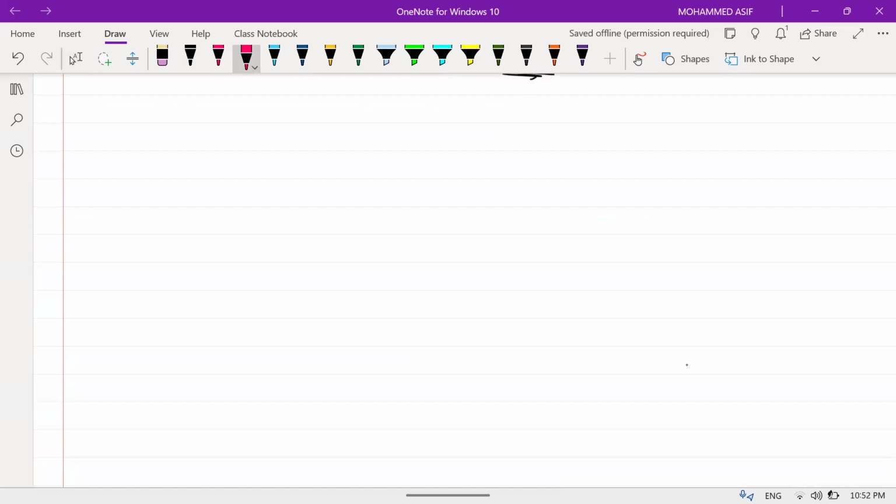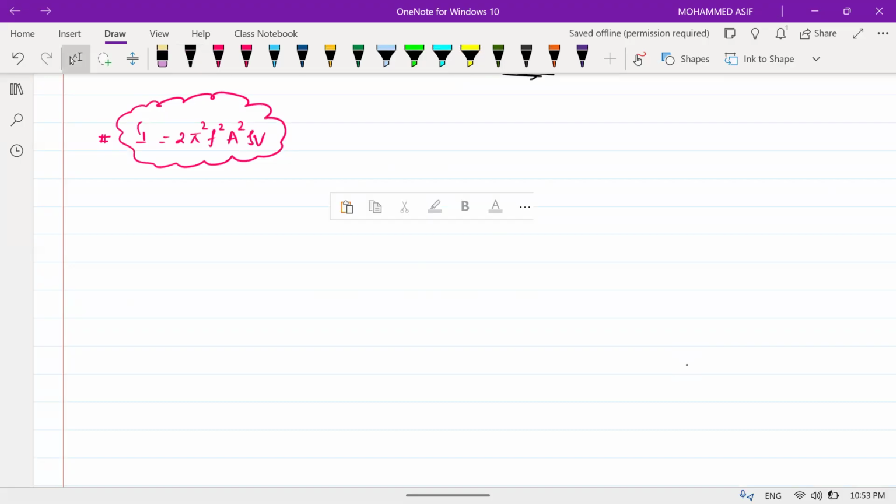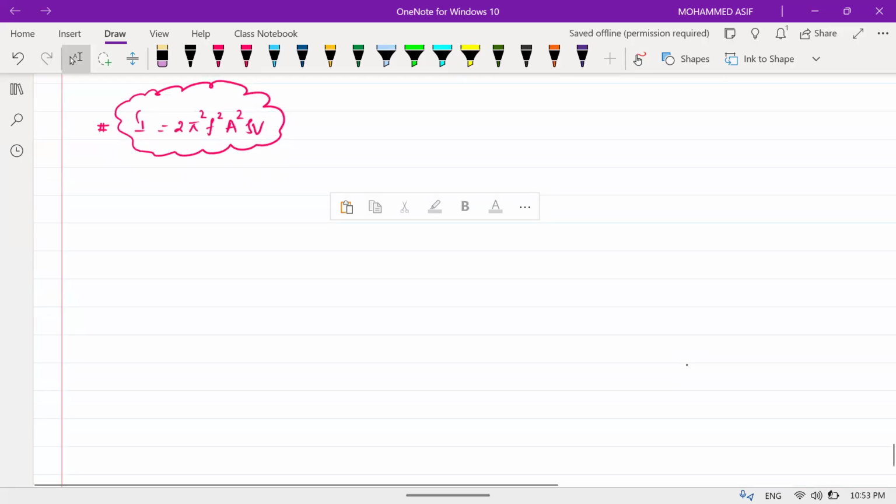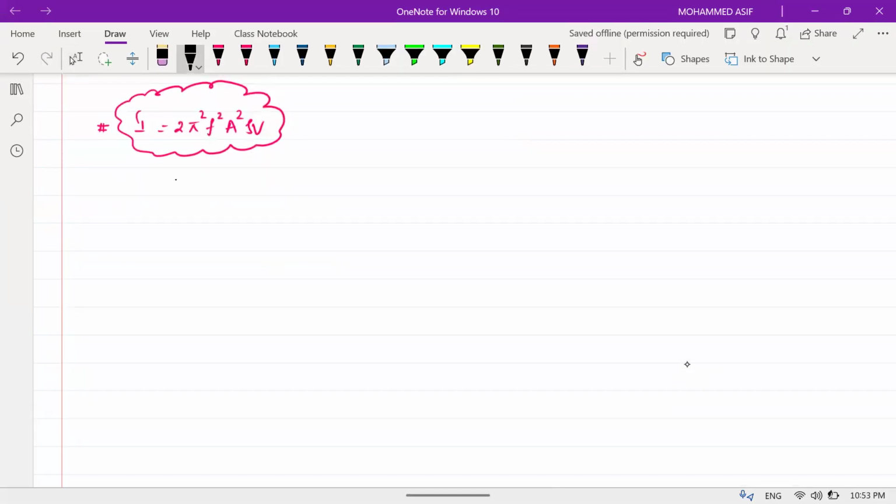And one more very important formula: the intensity of the sound wave. Intensity of a sound wave is given by the formula 2 pi square f square a square rho into v. Very important formula. Intensity of the sound wave is directly proportional to the square of the frequency, square of the amplitude, density, and the speed of sound, that is v. So intensity is directly proportional to a square, so I is equal to K into a square. This is also a very important formula which you need to remember.